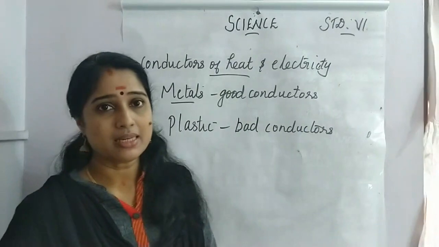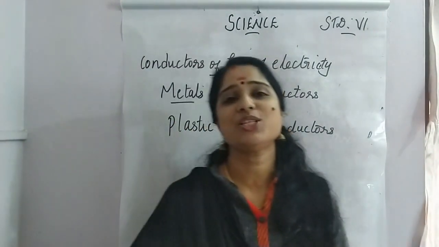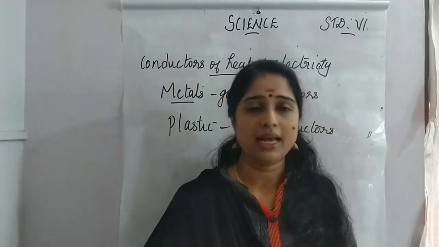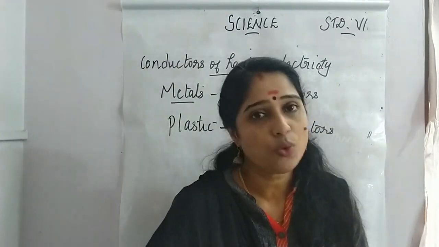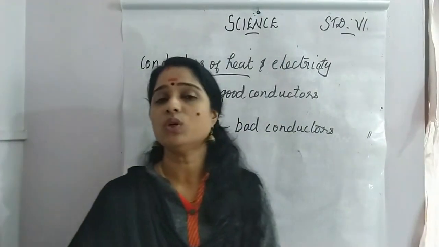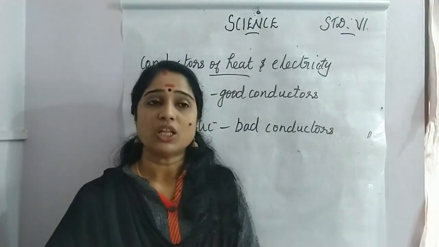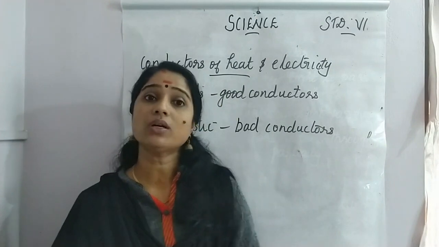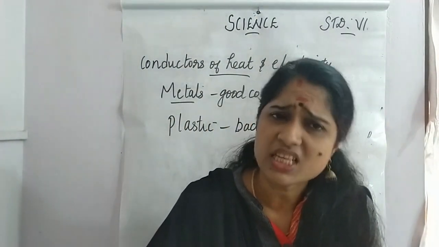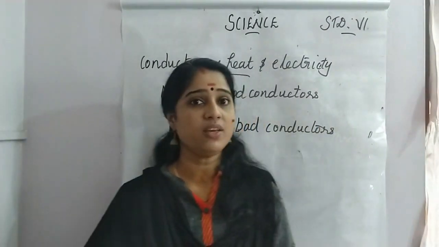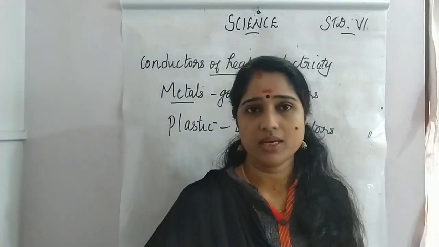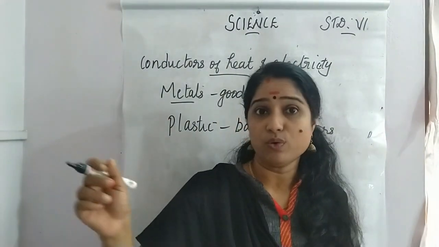So some substances allow heat and electricity to pass through them, but some substances do not allow heat and electricity to pass through. We have already seen that the copper wires are covered with what? Plastic. Otherwise, what will happen if there is no covering for the wires? Yes, when we touch it, we definitely get the shock. When we are ironing, the iron box's outer covering is what? Plastic, and the wire, of course.